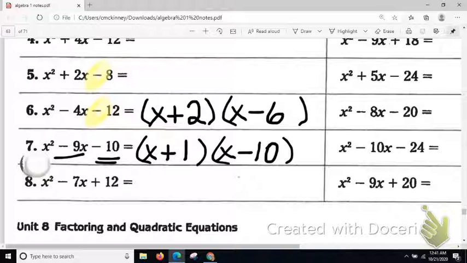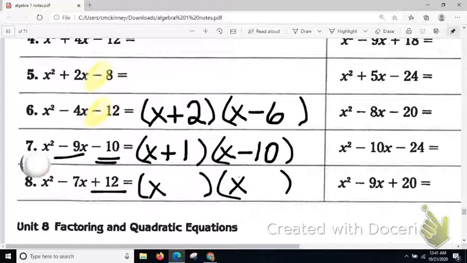And then the last one, still got my 2 x's. Now this time it's positive 12 at the end. That tells me the signs are the same, but if they're the same and they add up to a negative number here in the middle, they're both negative. So what multiplies to be 12 and adds up to be 7? 3 and 4.